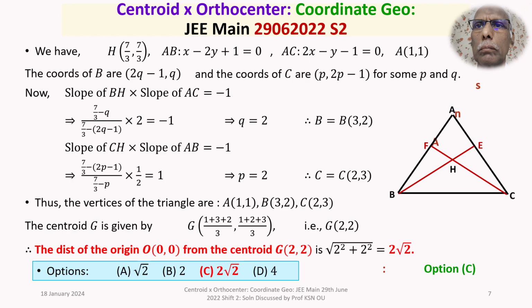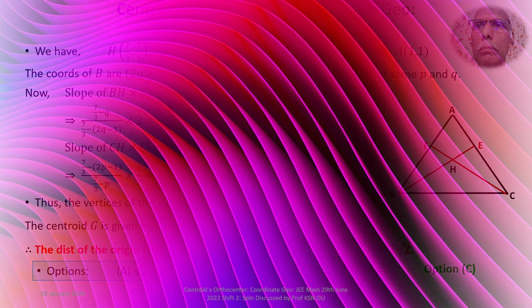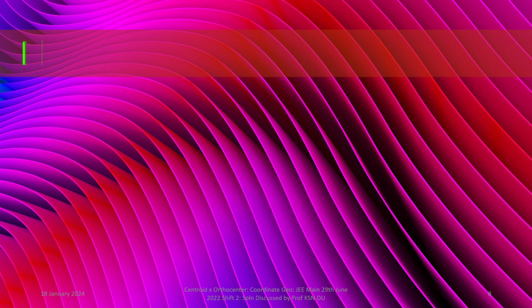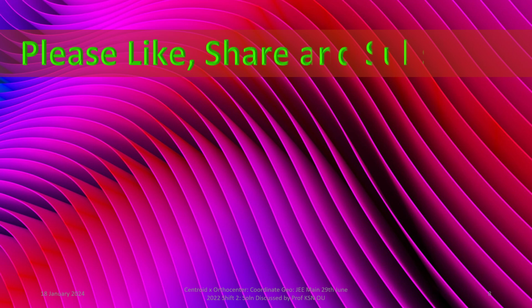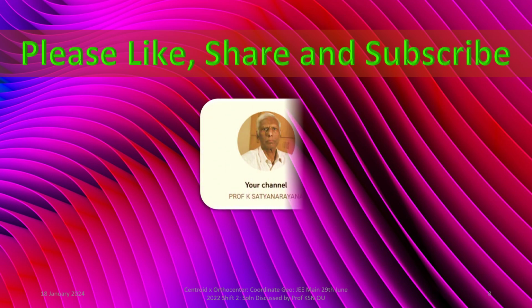That is the detailed discussion of the solution of the problem from the section coordinate geometry, and the problem is related to the concepts of centroid and orthocenter of a triangle. It is definitely a good question. I am sure that you have understood the solution of this problem, and I wish you all the best. Thank you.